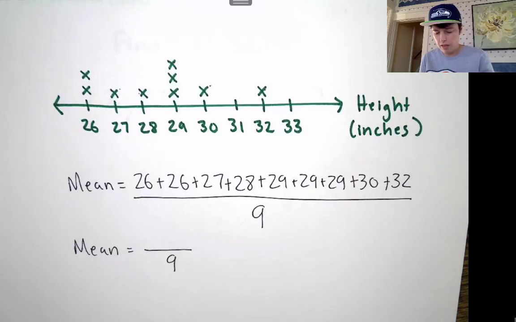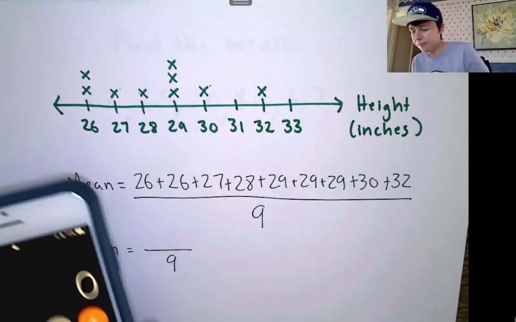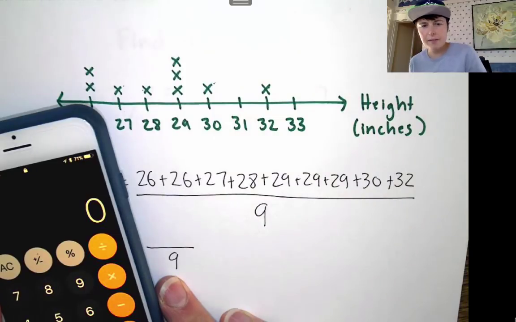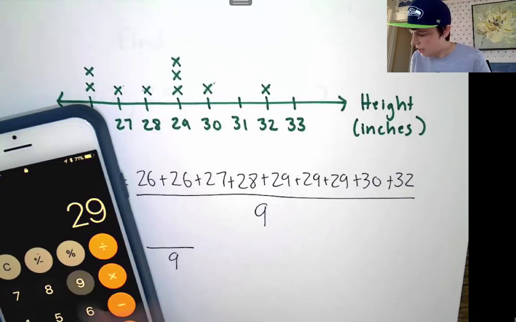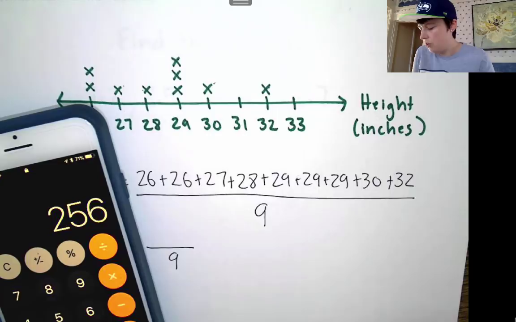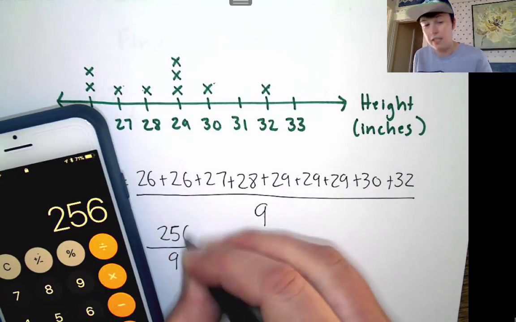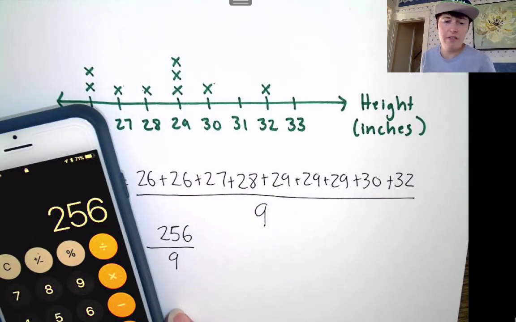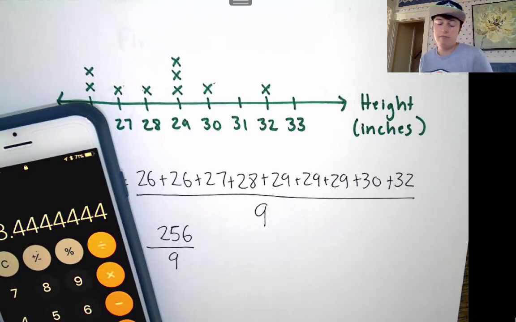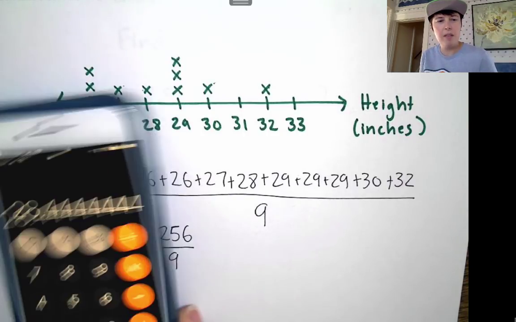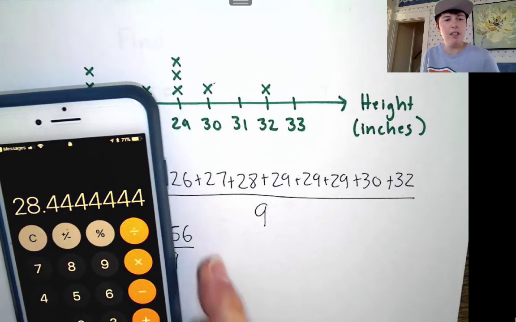Let's get up the calculator again. There we go. Okay, same thing. Add them all up. 26 plus 26 plus 27 plus 28 plus 29 plus 29 plus 29 plus 30 plus 32 is 256. So you add them all up, you get 256, and then just divide by 9. And you get a repeating decimal. You end up getting 28.444 repeated.